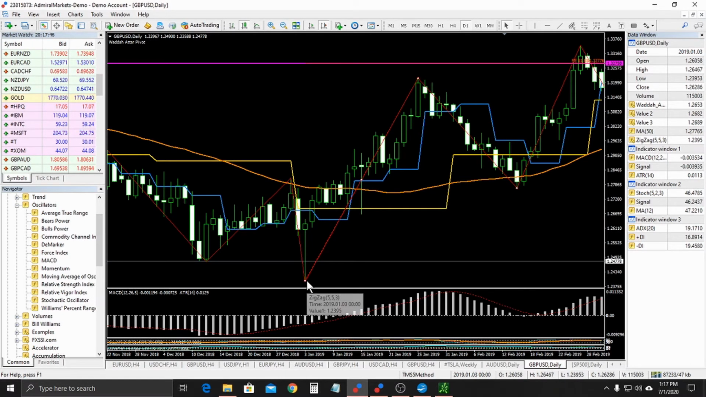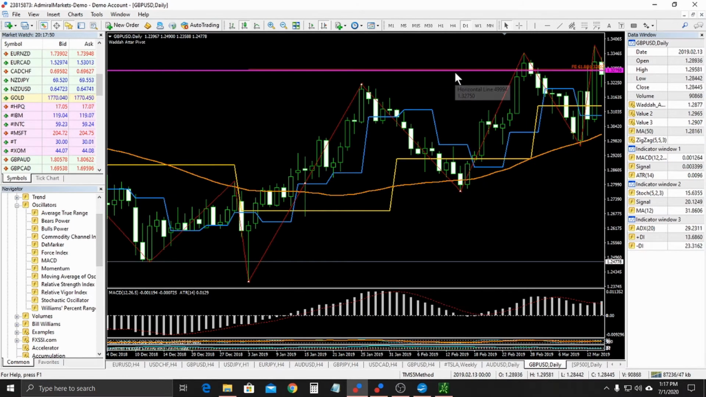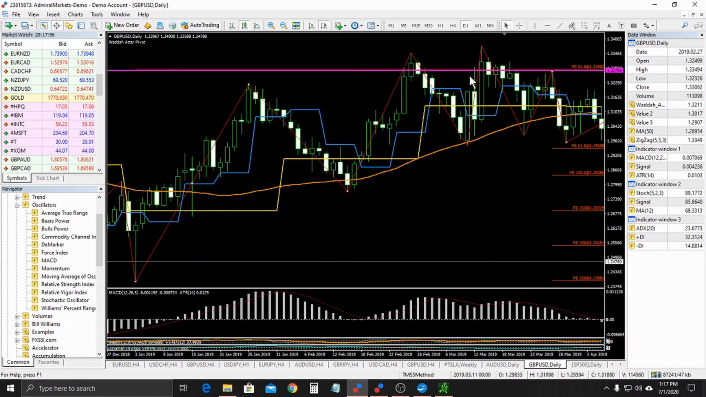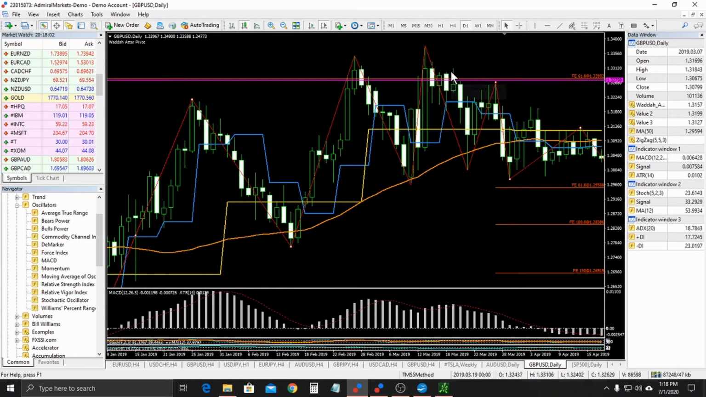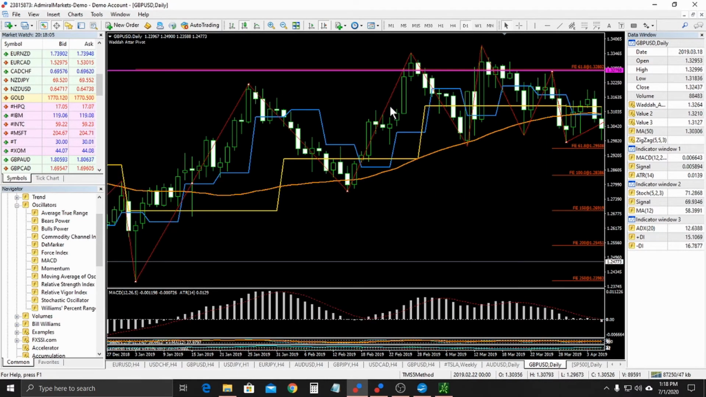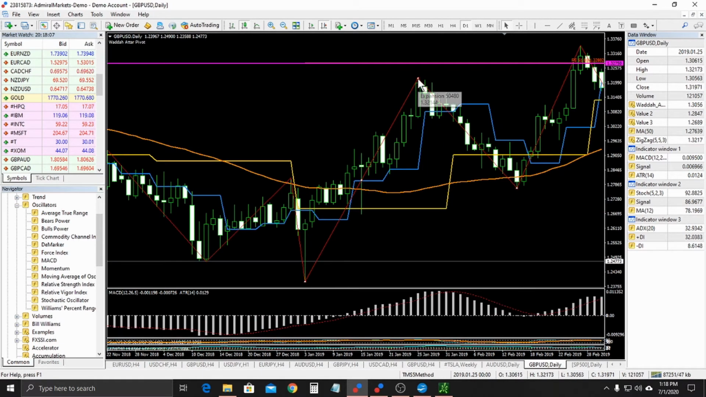Interestingly enough, this one hits exactly on top of the 61.8. Hits on top of the weekly resistance, and it comes right back. So that's interesting.